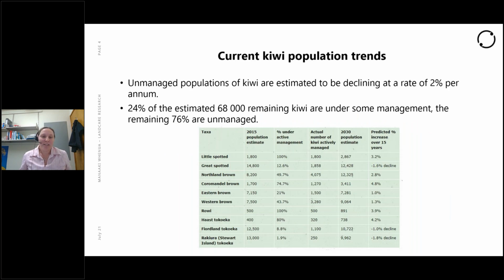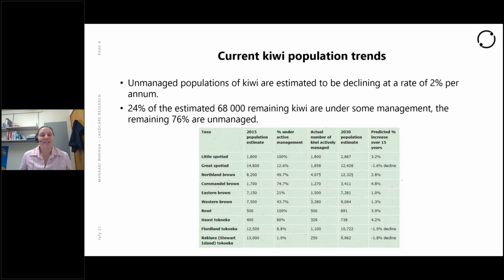So what do we know about Kiwi at the moment? Well, our knowledge of both how many Kiwi there actually are in the wild and the rate at which they're declining is a little fuzzy, shall we say. We estimate that unmanaged populations of Kiwi are declining at a rate of around about 2% per annum. But that is an estimate because we simply don't have very robust estimates for how many kiwi there actually are out there in the environment. And the accuracy of those estimates varies greatly across the taxa.